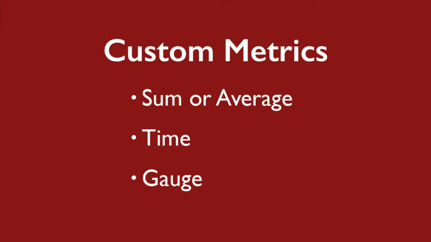Before we move on, I just wanted to take a moment to talk about custom metrics. There are typically three ways in which custom metrics might be applied. The first one, sum or average, which can be used to count how often a certain event might happen. You could count the number of times an item is hitting an API. You could set up conditional metrics and count those.